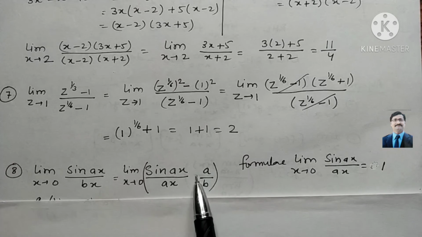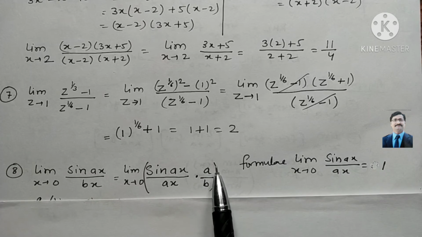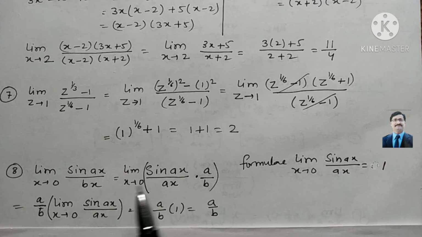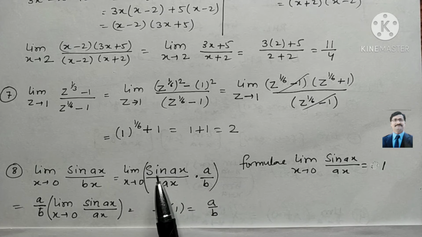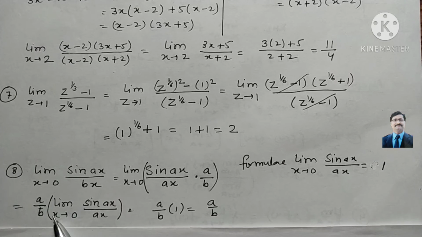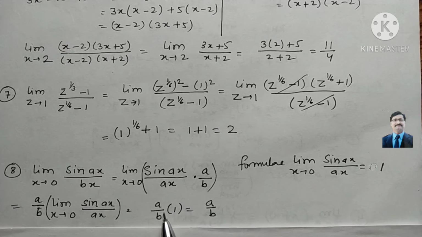And this a upon b is a constant, so we can take this a upon b outside. We know this formula already, that if you have lambda with any function, then lambda will be outside. So we take this a upon b outside the limit. So we get a upon b and limit x tends to 0 sin ax upon ax. Now the value of this is 1. So we get the answer a upon b.